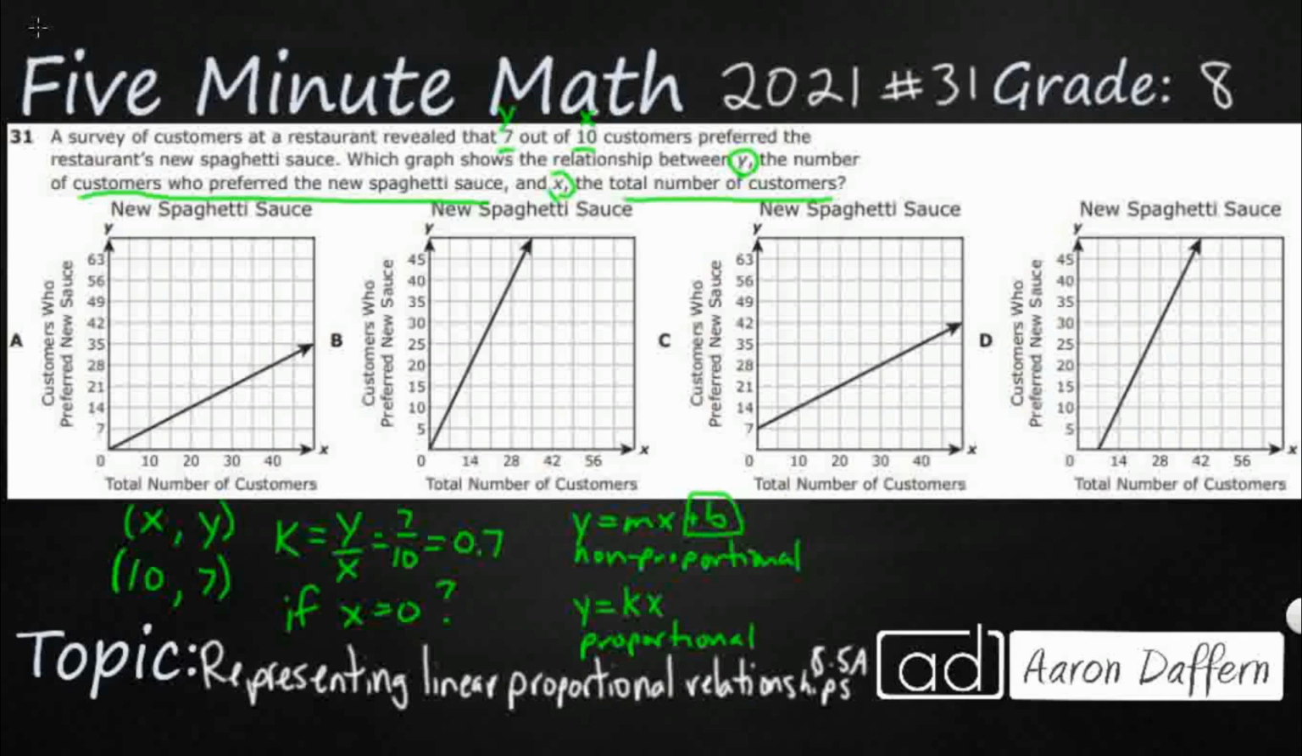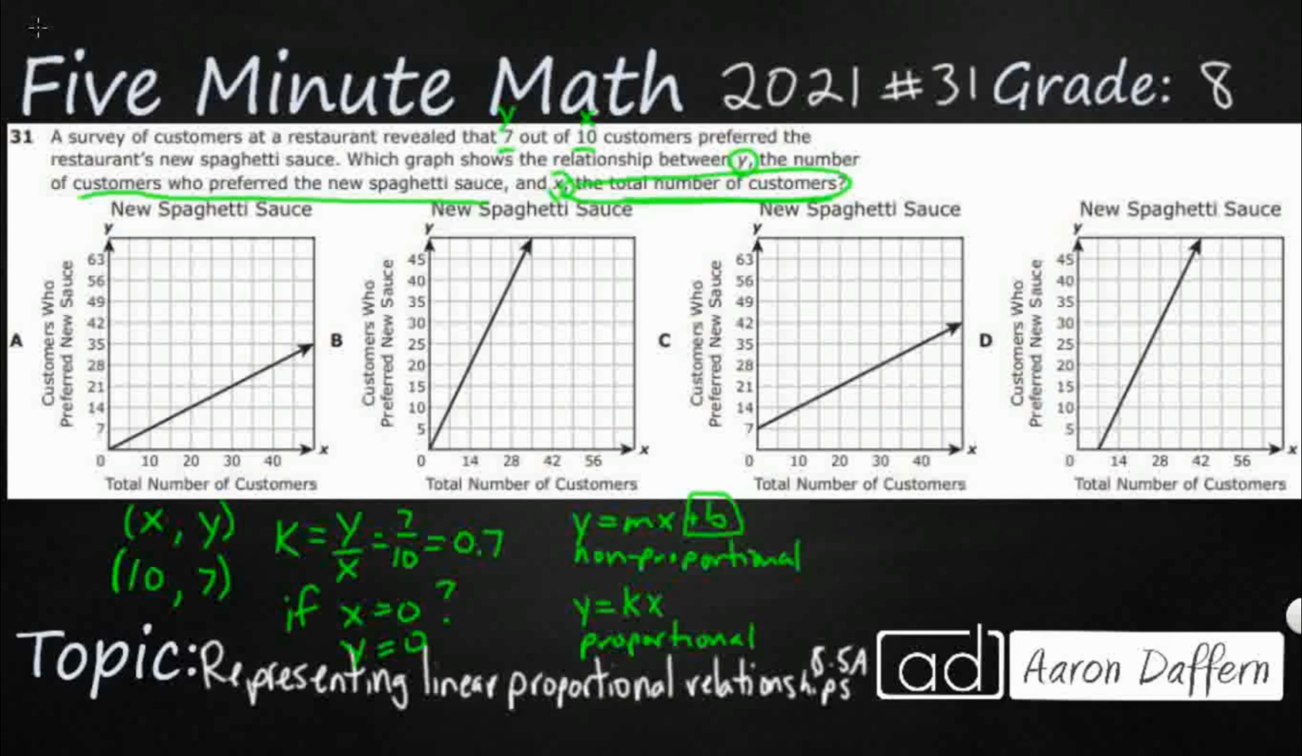And so let's just think about this for just a moment. X is the total number of customers, okay? So if the total number of customers that you can ask is 0, how many of those 0 customers will prefer spaghetti sauce? Okay, well that's pretty obvious. If x is 0, y is going to be 0. If you ask 0 customers, then you're going to get 0 of those customers preferring the new spaghetti sauce.